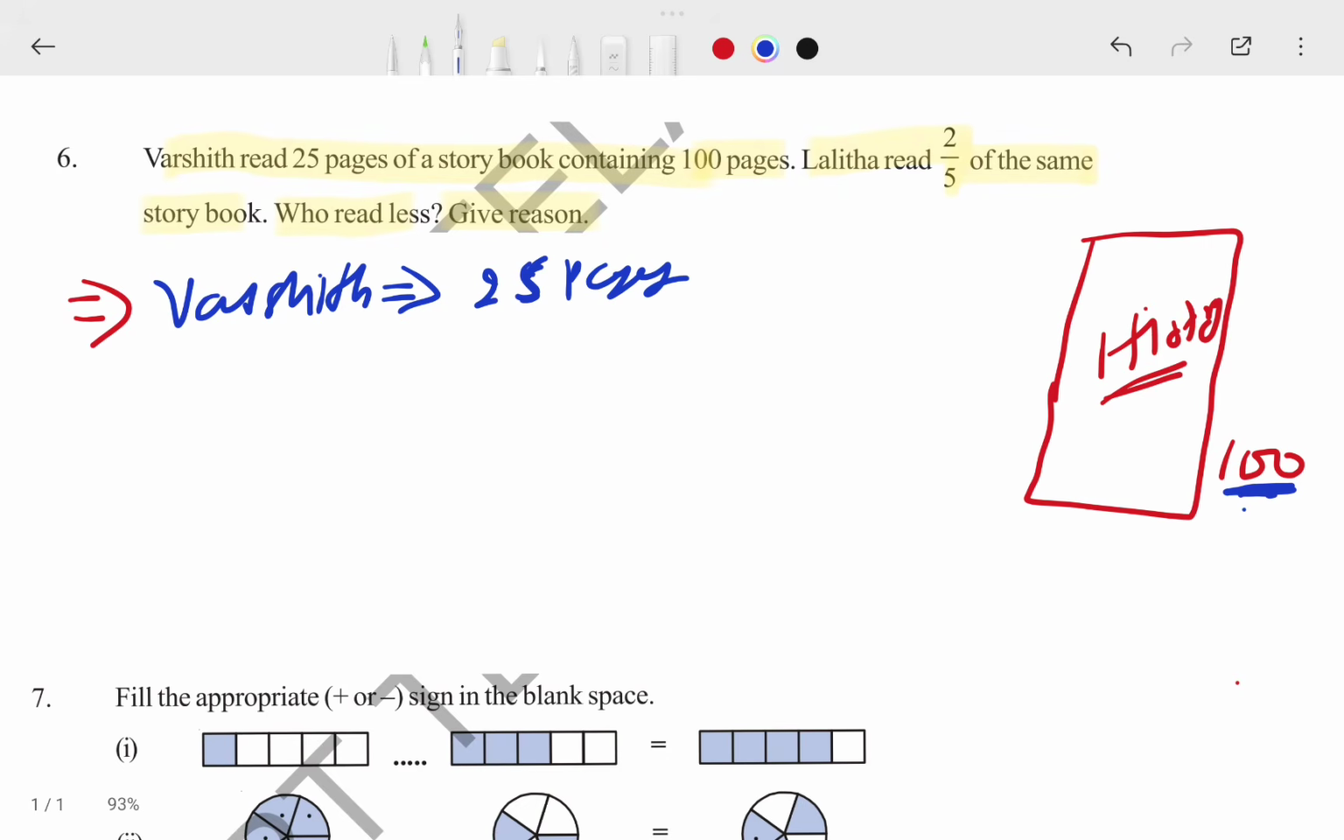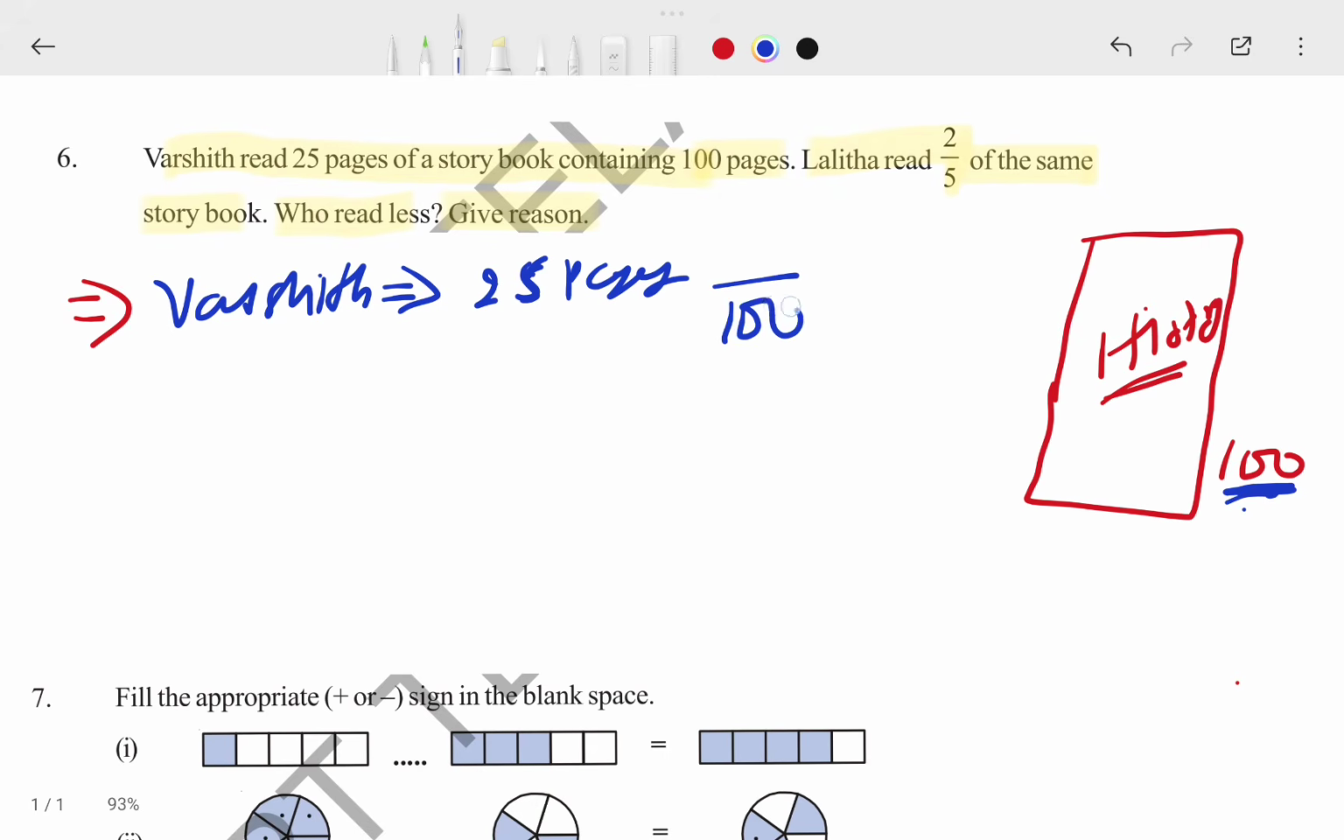You ask Varsita, I gave you a history book which is 100 pages, how many pages did you read? Varsita says, I read 25 pages. So you understand, out of 100 pages, she read 25 pages. If you want to write this as a fraction, how can you write it? The total book is 100 pages.